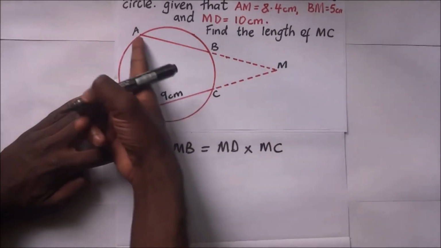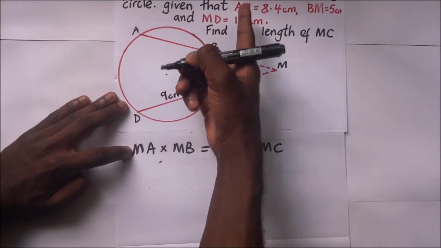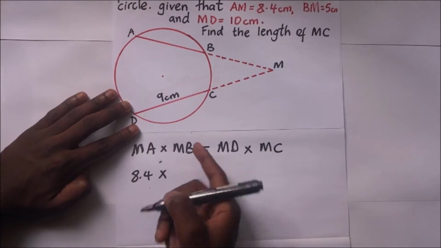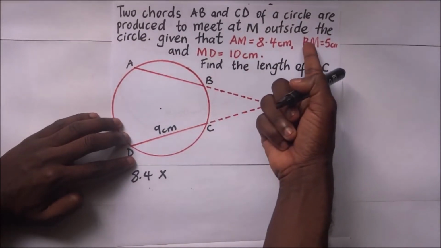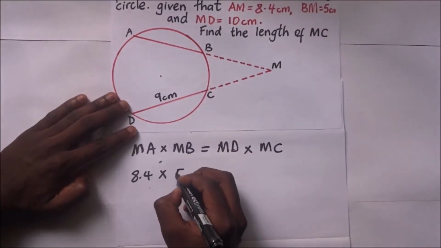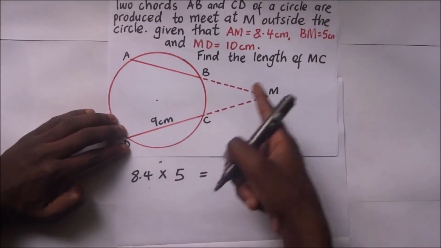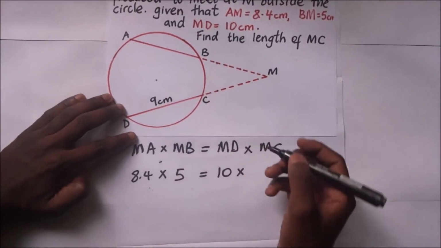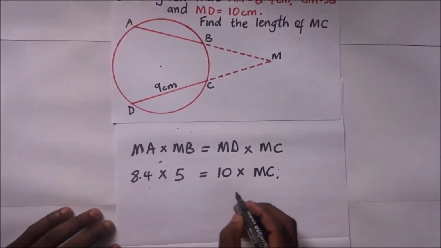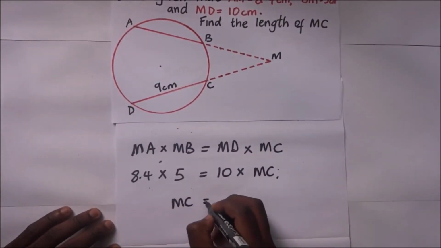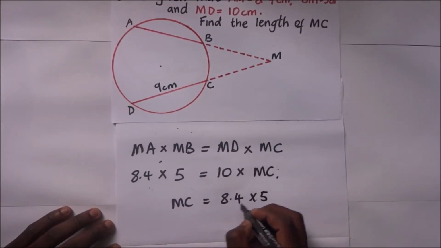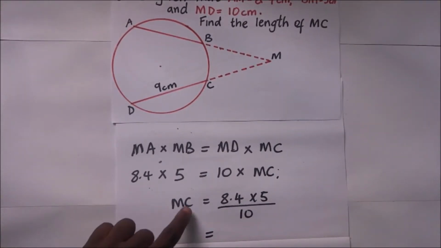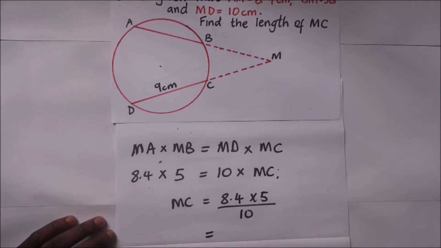What is MA? MA, or AM, there is no difference, is 8.4 centimeters. Multiply that by MB, which is the same as BM, which is 5 centimeters, is equal to MD, from M to D, which is 10, times MC, which we are looking for. So the rest is math. Our value of MC becomes 8.4 times 5, divided by 10, and we get our value of MC as 4.2 centimeters.